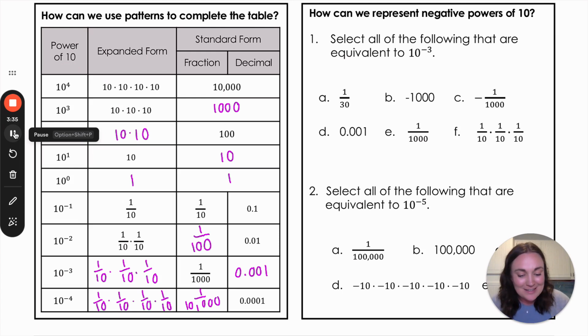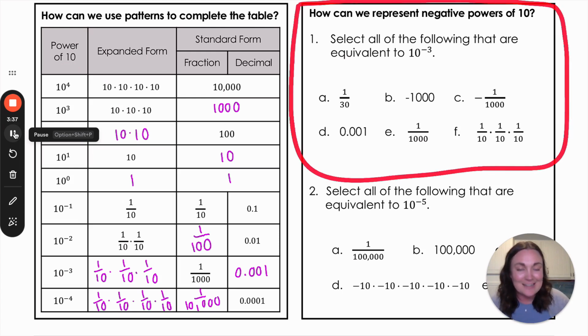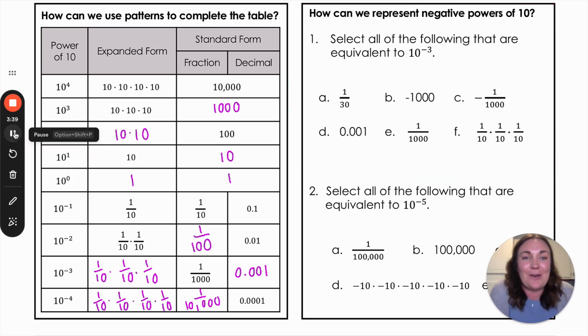All right, last but not least, let's take a look at what you might see on a test with some multiple choice questions. So our first one, we want to select all the following that are equivalent or equal to 10 to the negative third. Now remember, the big important rule is that a negative exponent does not mean a negative number. So test taking strategy, you want to get rid of all those negatives first. Another strategy, remember, is that it's always going to be a bunch of ones and zeros except for that exponent.